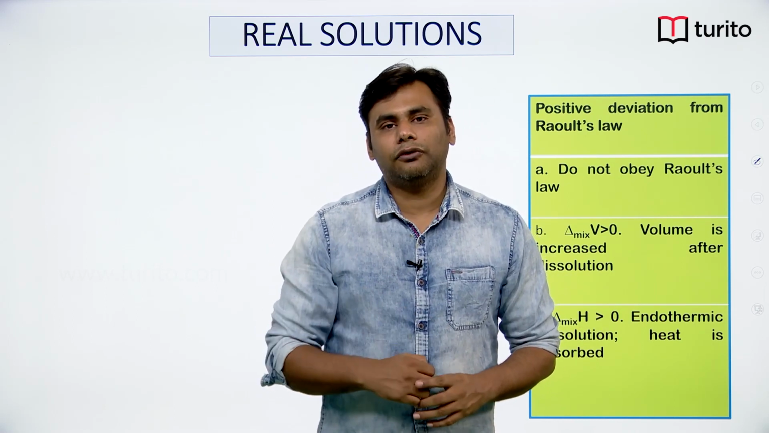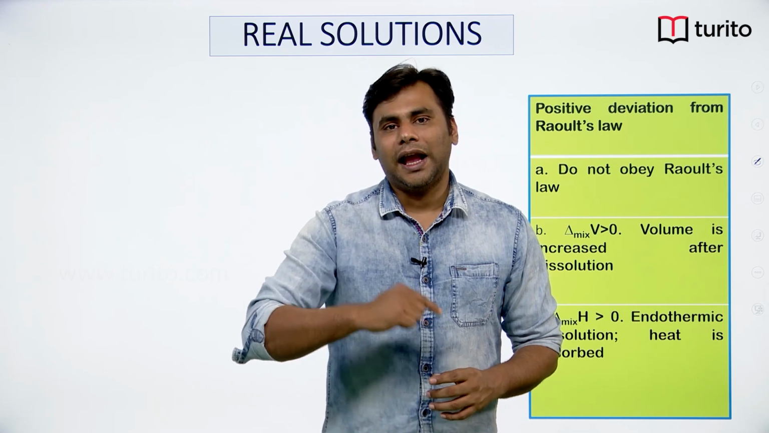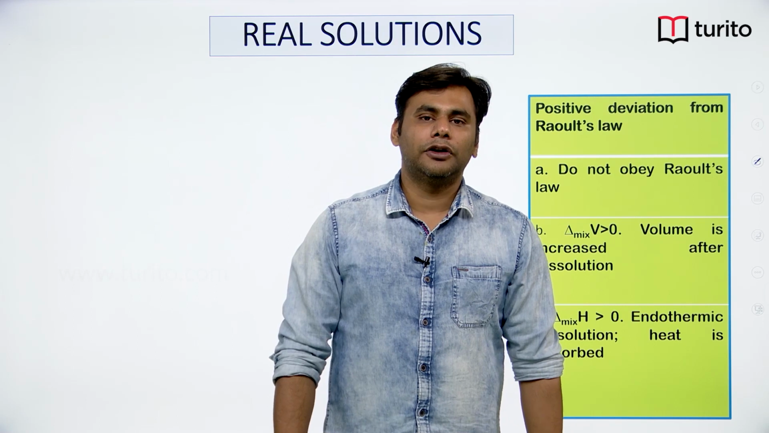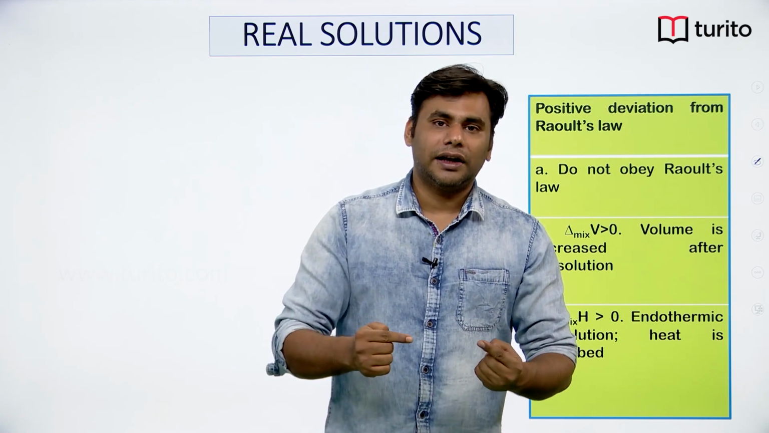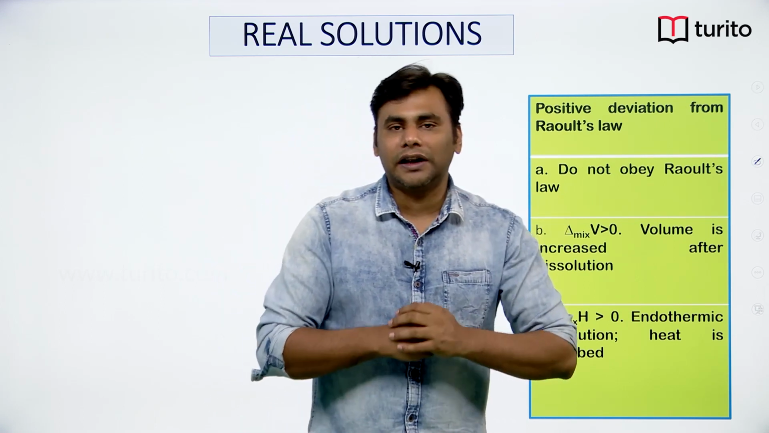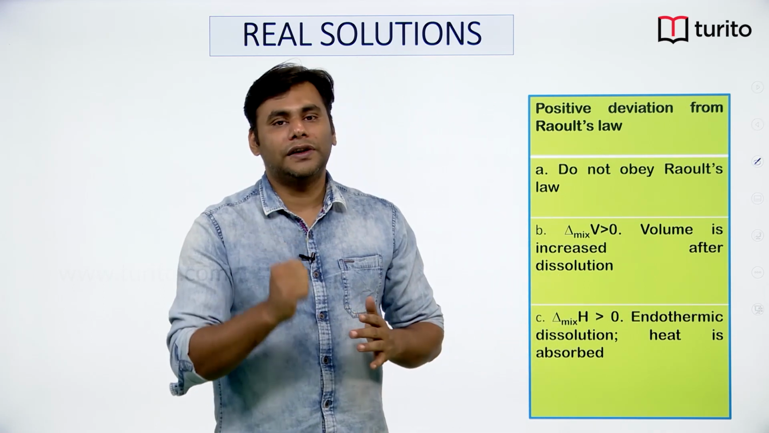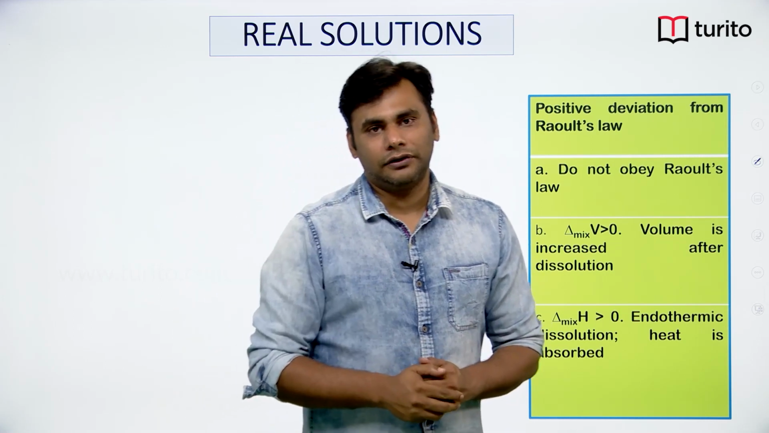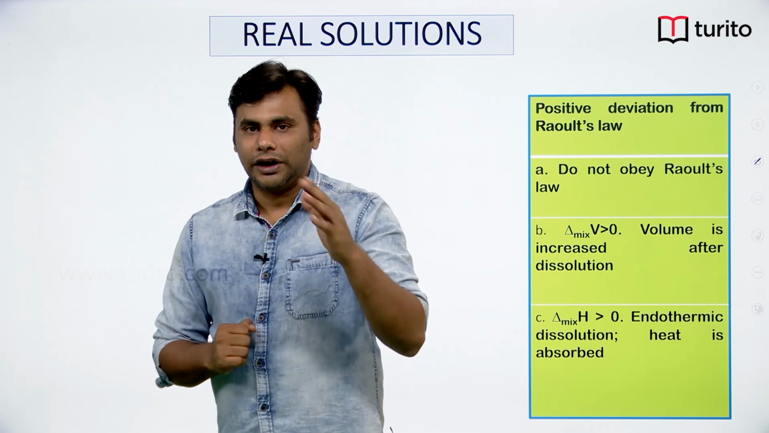So in that case, what would happen? Both A and B would easily escape out and form the vapor. So the vapor pressure exerted over the solution would be greater than what we were expecting from Raoult's law. So we'll say that the vapor pressure has increased. So this is a positive deviation. Okay, let me take an example so that you understand it.